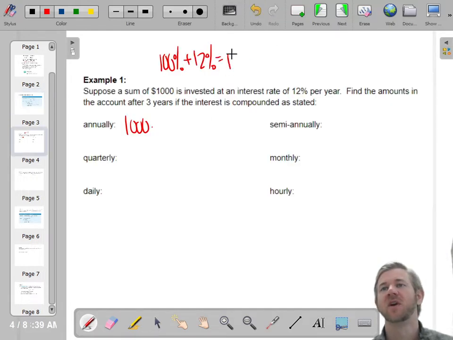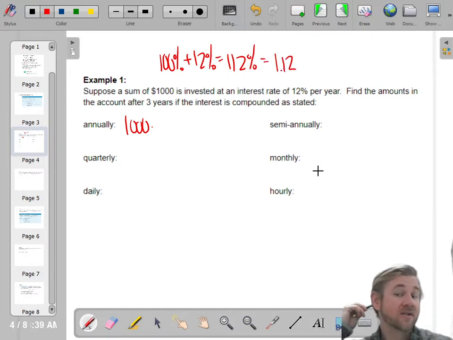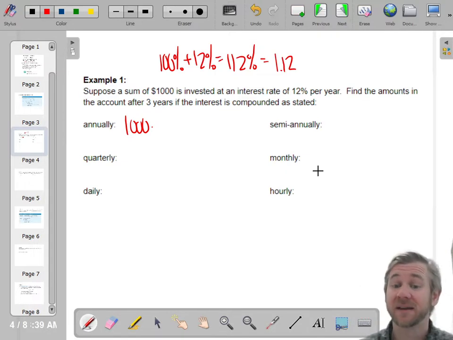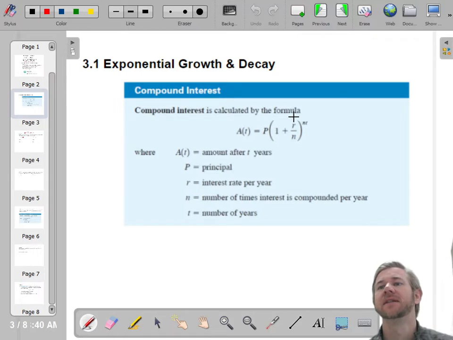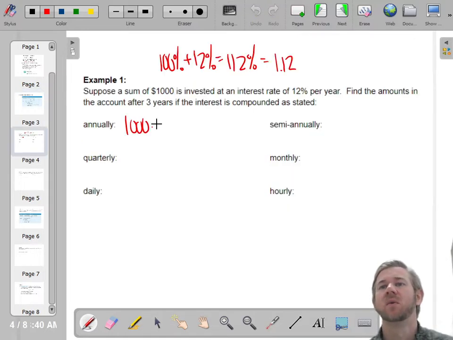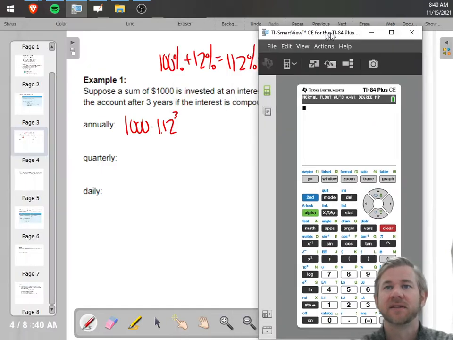So that's 112% is my growth factor, which as a decimal is 1.12. Remember, you move the decimal twice or divide by 100. That's what percent means, out of 100. So my growth factor is 1.12, and we'll say to the power of how many times we're doing this? 3. So this is where you will definitely need a calculator, and I'm going to streamline this here in a second.